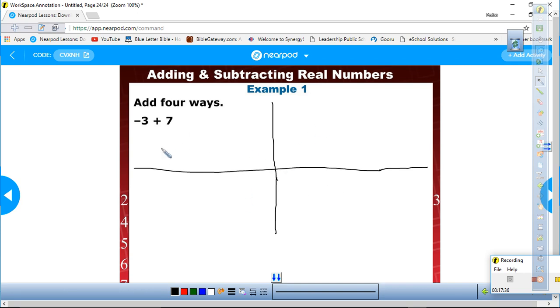So let's start with the first way. What did we start using last week? Tiles. So therefore, we start with how many tiles? Negative 3. 1, 2, 3. How many positive? 7. 1, 2, 3, 4, 5, 6, 7. Circle your 0 pair, and we're left with positive 4.